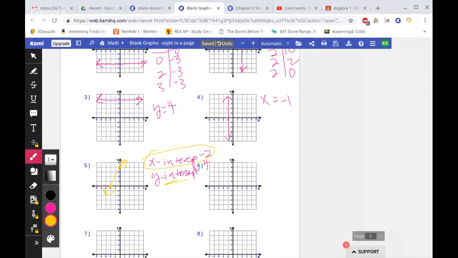Is everybody good with that? Could you do that on your own tomorrow? I think so. Okay. That's how you're going to have to graph tomorrow. You're not given an equation or anything like that. You're literally given the x-intercept and the y-intercept. You plot those 2 points and then connect the line.